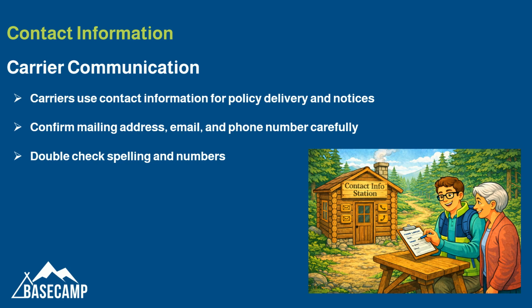As the slide points out, carriers use this information to communicate with the client and to deliver important documents related to the contract. That may include policy delivery, confirmations, or other notices connected to the application. Because of that, it can be helpful to review these details carefully with the client while completing the application. This typically includes confirming the client's mailing address, email address, and phone number. Taking a moment to verify this information together helps ensure the carrier has the correct contact details on file. It also gives the client confidence that future communication will reach them at the right place.